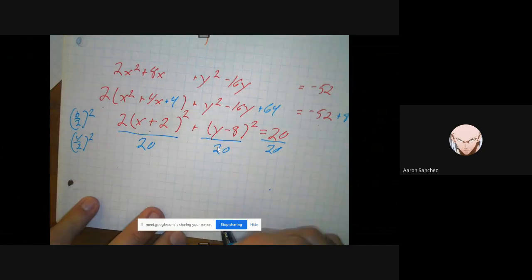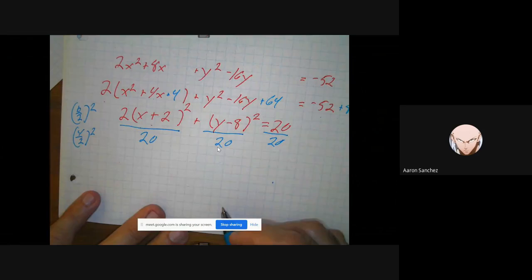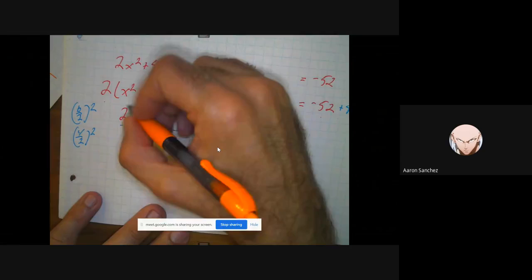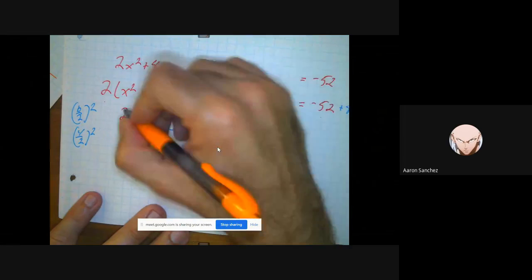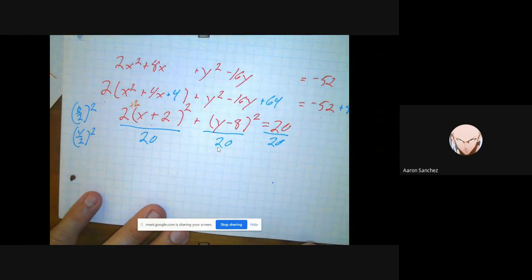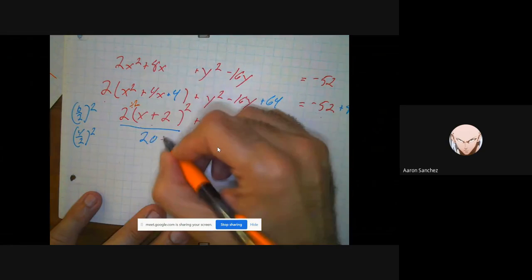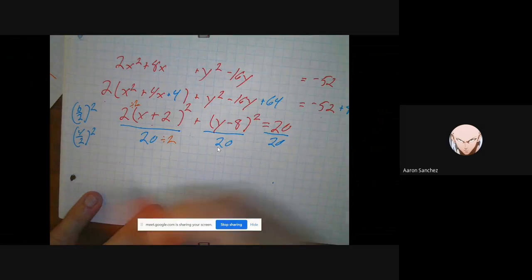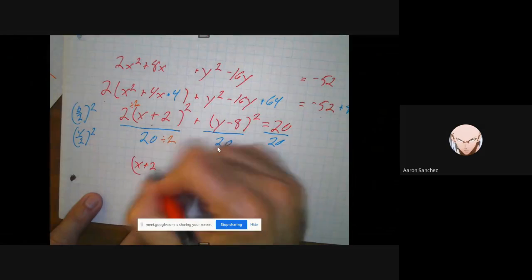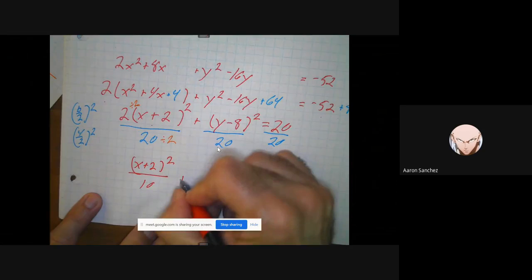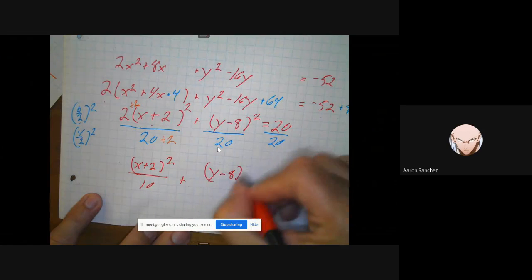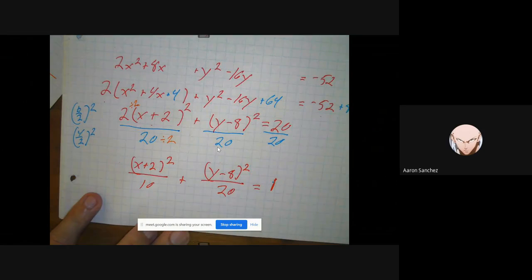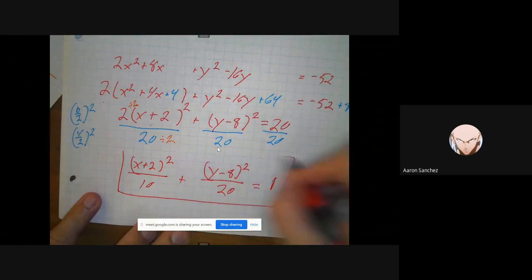Okay? You guys ready? So that's how you do it. Now, at this point, I have here 2 divided by 20. I can reduce this. I want to get rid of this 2. Using division again, I'm going to divide by 2 to get rid of that 2. But whatever you do in the numerator, you have to do in the denominator. I'm going to divide that by 2 also. I'm reducing the fraction. So this becomes (x plus 2) squared divided by 10 plus (y minus 8) squared divided by 20 equals 1. And that is how you get it in graphing form.